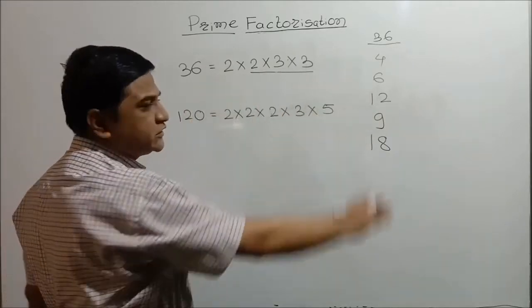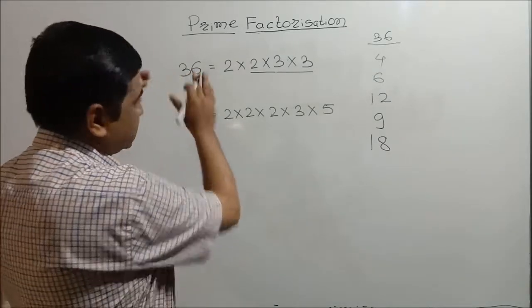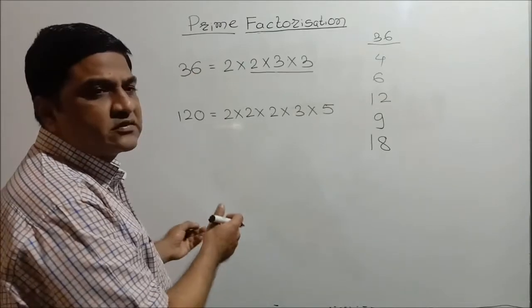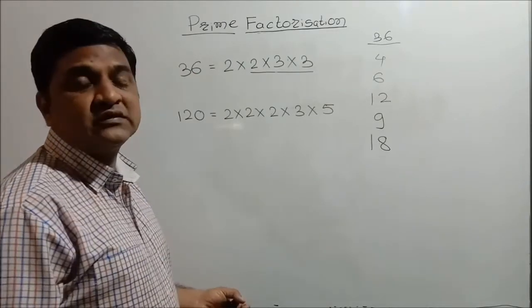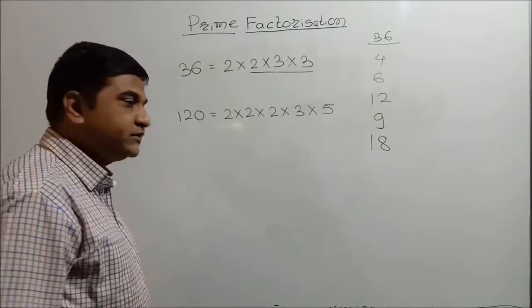Naturally, the multiplication of all the prime numbers in the prime factorization will give the same number. So 36 is a factor of itself. But 1 is a factor of every number. We already know that. Let us take an example of 120.